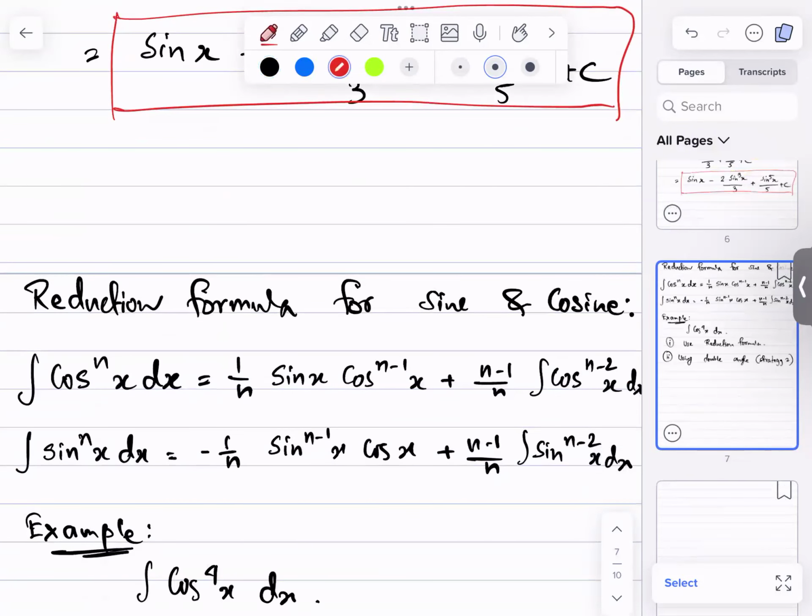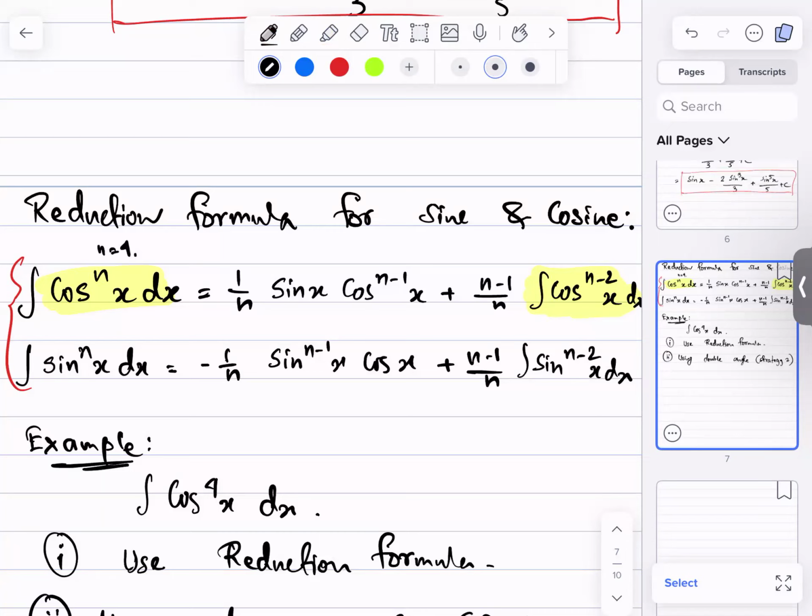But if you have, say, n to be 4, then you'll use this formula, and this cosine to the 4x will be cosine square x integration. So you are just reducing down the power of cosine in the integration. That is basically the reduction formula, and why the name is like that. And the same kind of formula holds for sine. Here also the same thing happens.